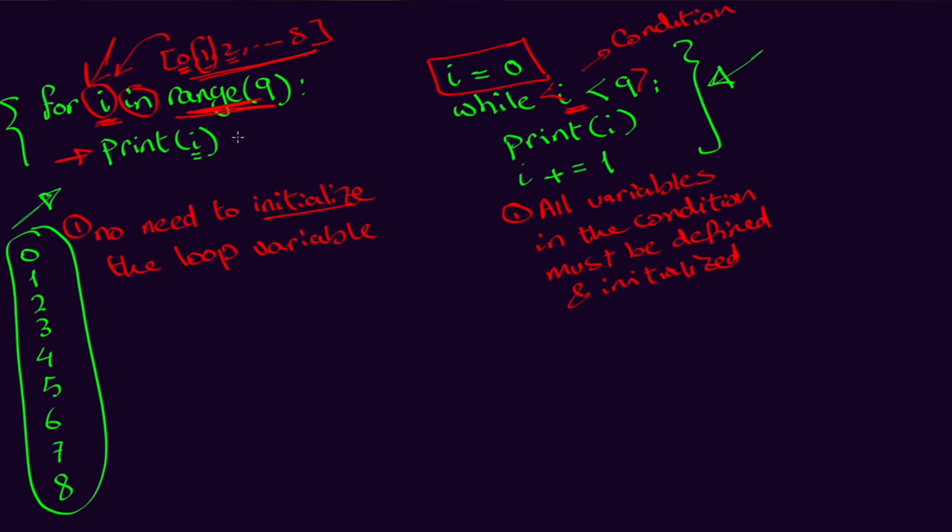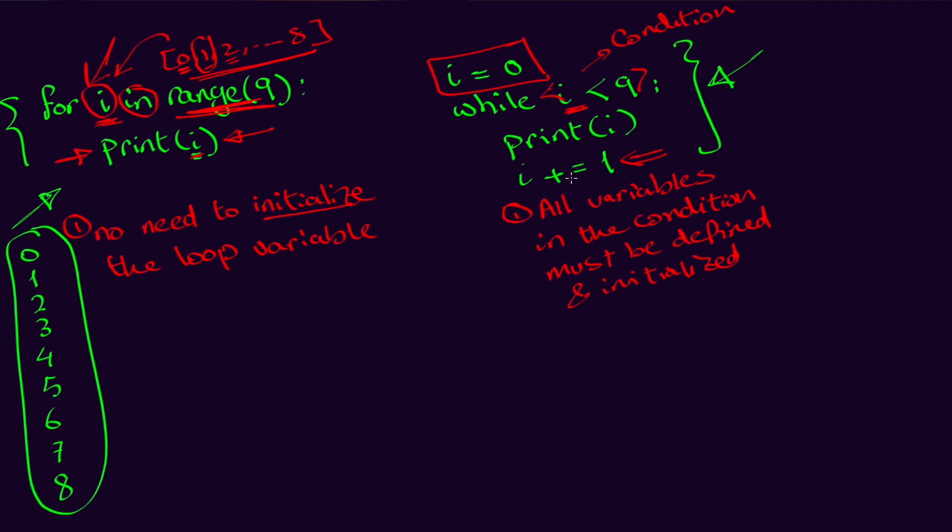Once the loop body, which is just one statement here, ends, the loop variable, which is I, is going to automatically take the next value in the list, which in this case is going to be 1. I didn't have to explicitly do anything here for this to happen. On the other hand, in the while loop, I had to explicitly say I plus equal 1, because a while loop is not going to do this on its own.